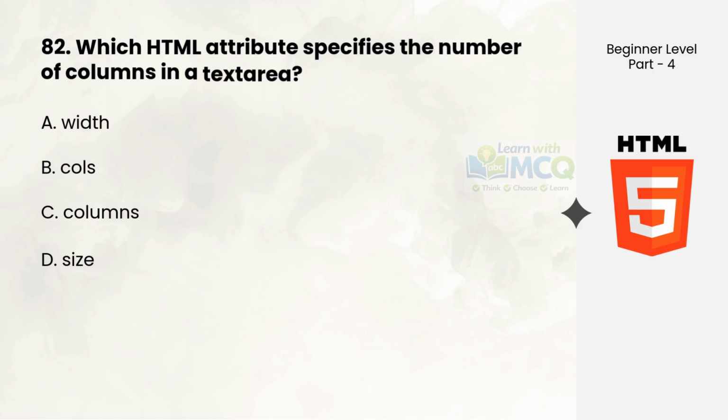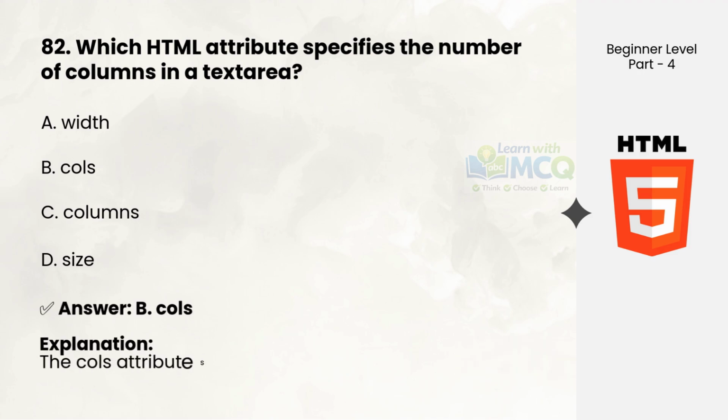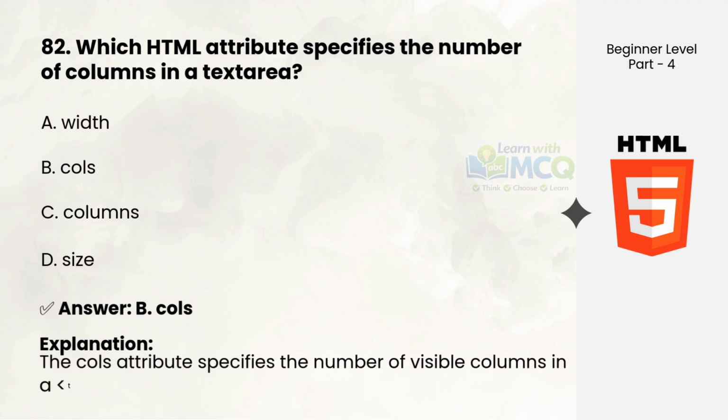Question 82. Which HTML attribute specifies the number of columns in a text area? Options are A. Width, B. Calls, C. Columns, D. Size. The correct answer is B. The calls attribute defines the number of visible columns in a text area.